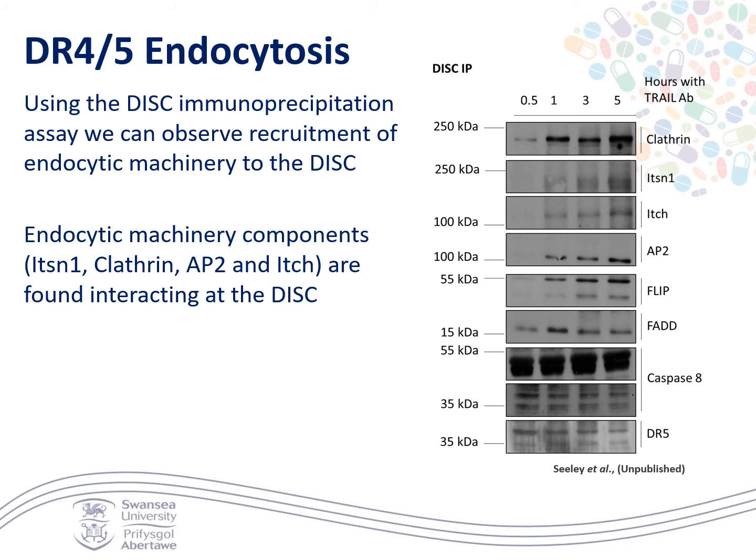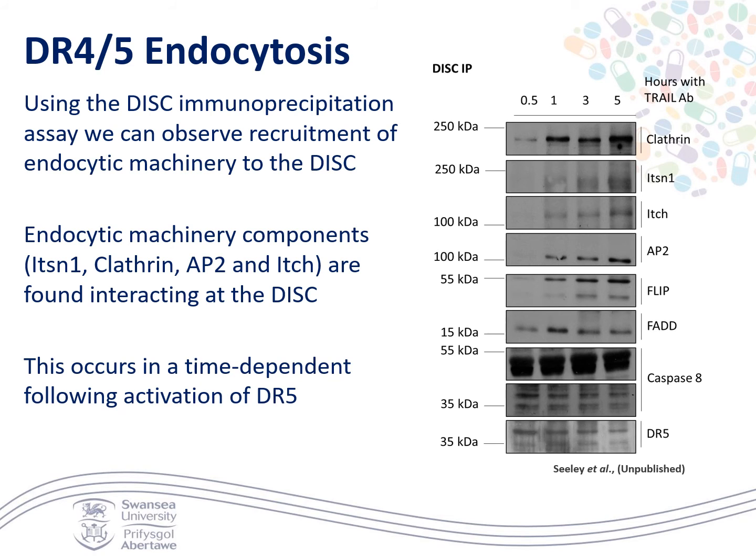And so you can see the recruitment of these endocytic machinery components at the death-inducing signaling complex, things such as intersectin-1, clathrin, and AP2. And this occurs in a time-dependent manner following activation of DR5, because you can see that over time, those bands become more intense as more protein is recruited to the DISC.